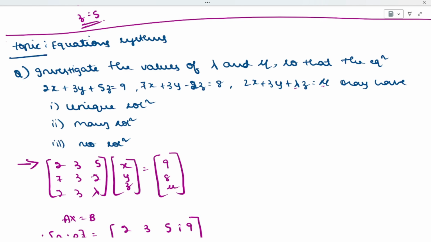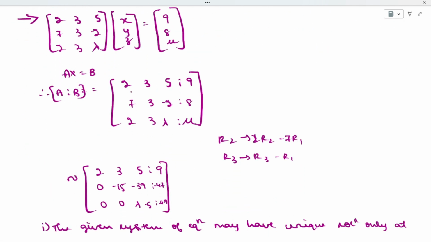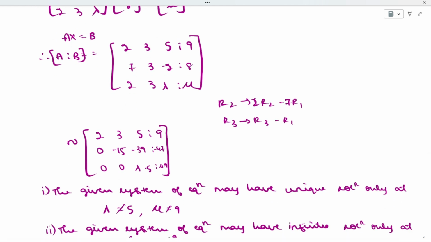First, what is the step you have to do? That means you write the matrix of the given equations and write 9, 8 and mu. Okay. Now write it as [A|B] again. Now you can do, see here, you can do this R.